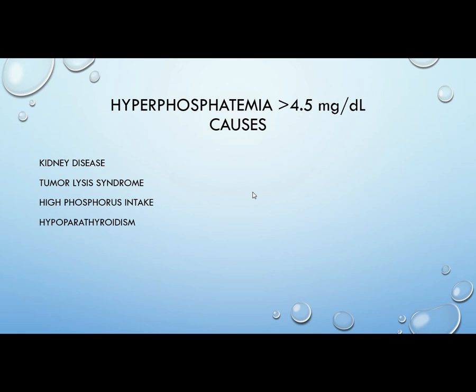For hyperphosphatemia, you're going to see a phosphorus level that is greater than 4.5, and the causes are your kidney disease, tumor lysis, high phosphorus intake, and hypoparathyroidism. The problem with hyperphosphatemia centers on the resulting decrease in calcium that we discussed earlier, resulting in an increase in membrane excitability that can cause life-threatening side effects. So the management is focused towards managing the hypocalcemia that these patients are experiencing, okay?